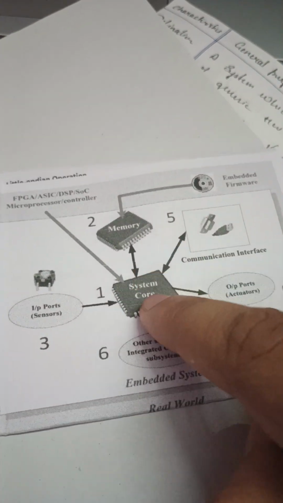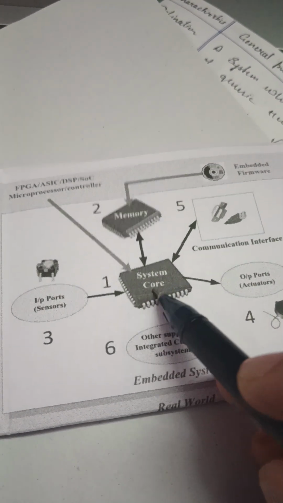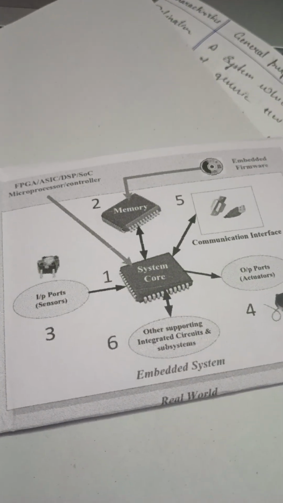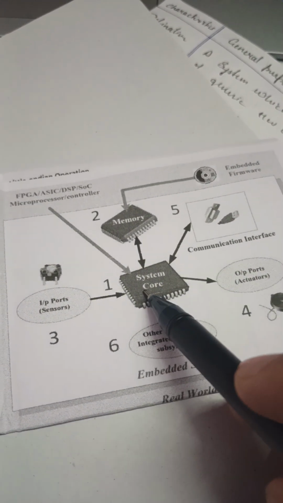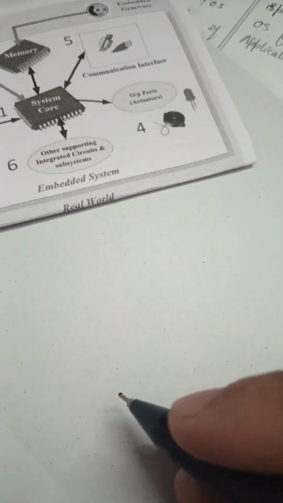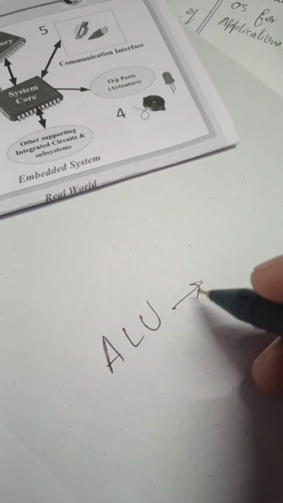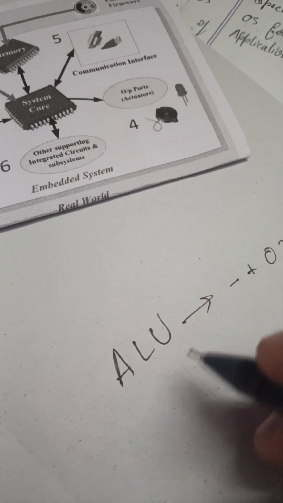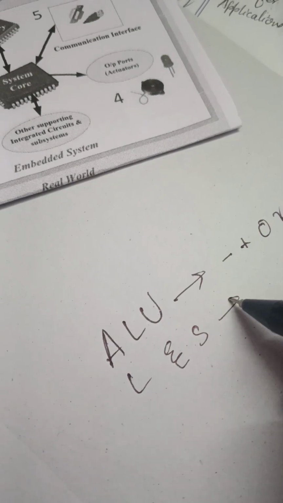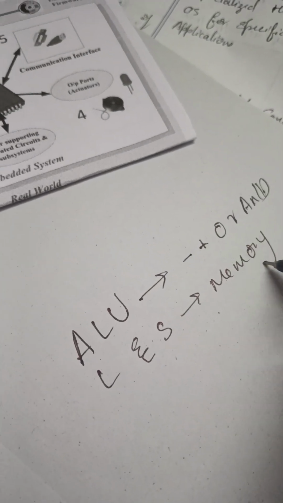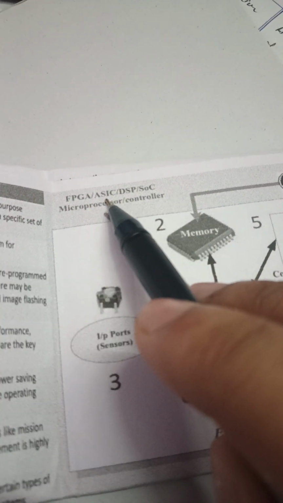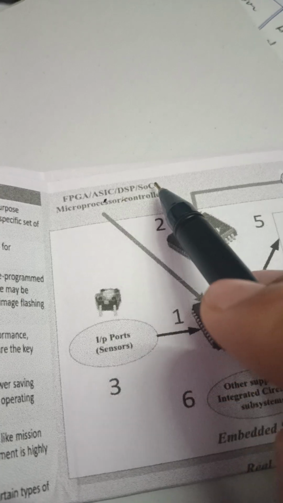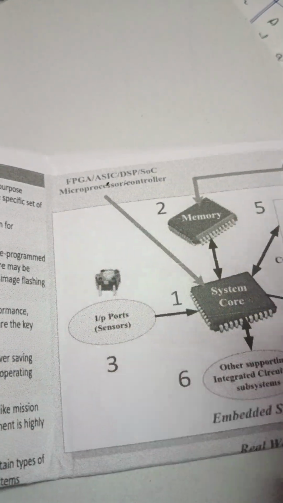Okay, so the first basic thing is the system core. This is the CPU of the whole system. Consider an embedded system as a computer. It has a CPU in it. This does all the operations like the ALU, arithmetic logical unit operations: plus, minus, or, and, etc. Also load and store operations from the memory. This processor can be an FPGA, application specific IC, digital signal processor, system on chip, any microcontroller or any microprocessor.